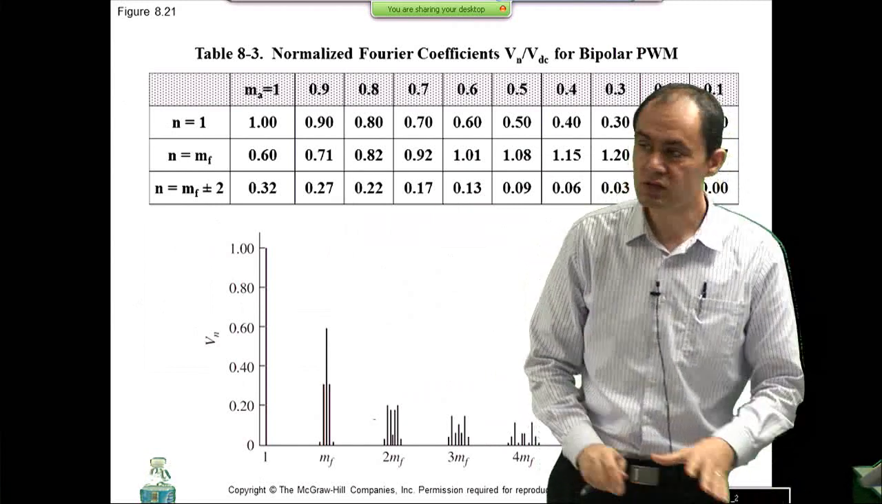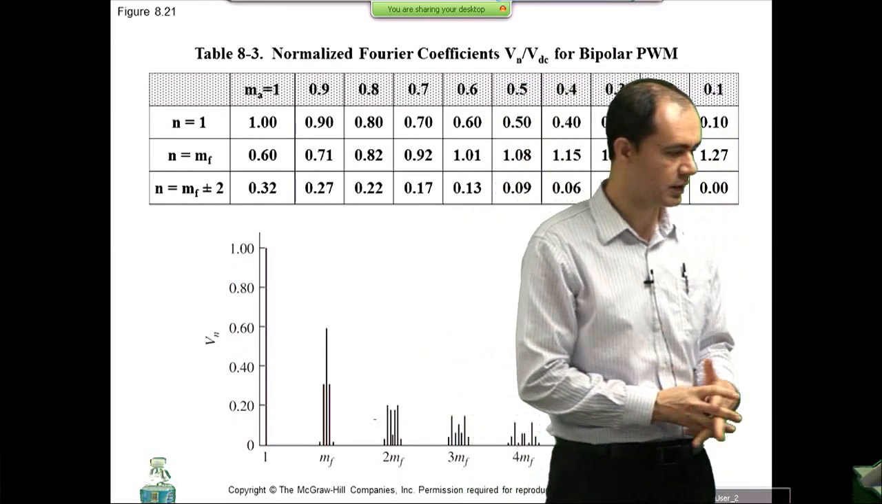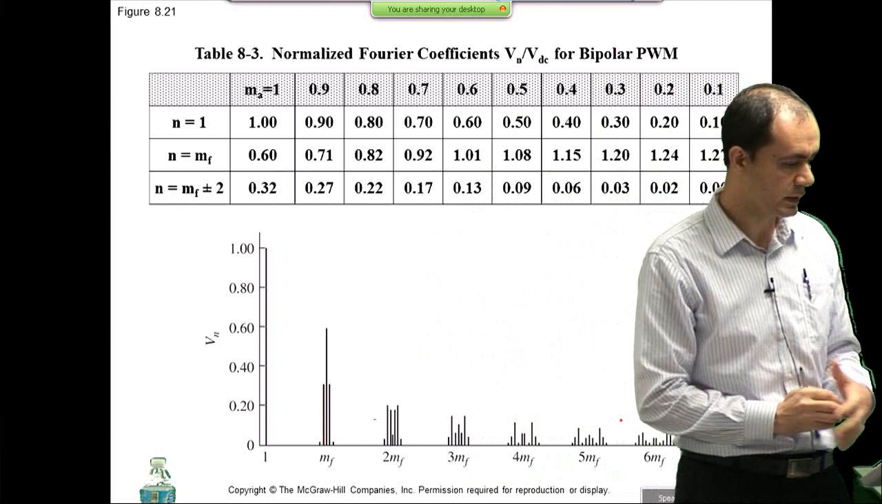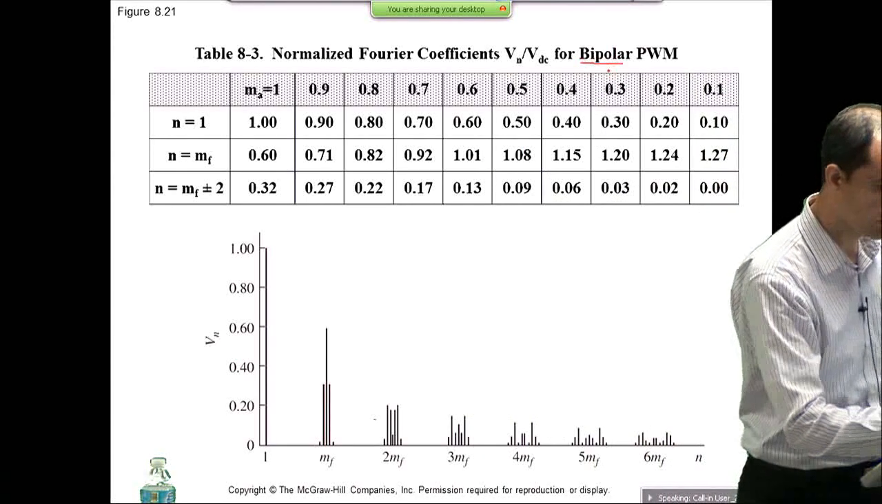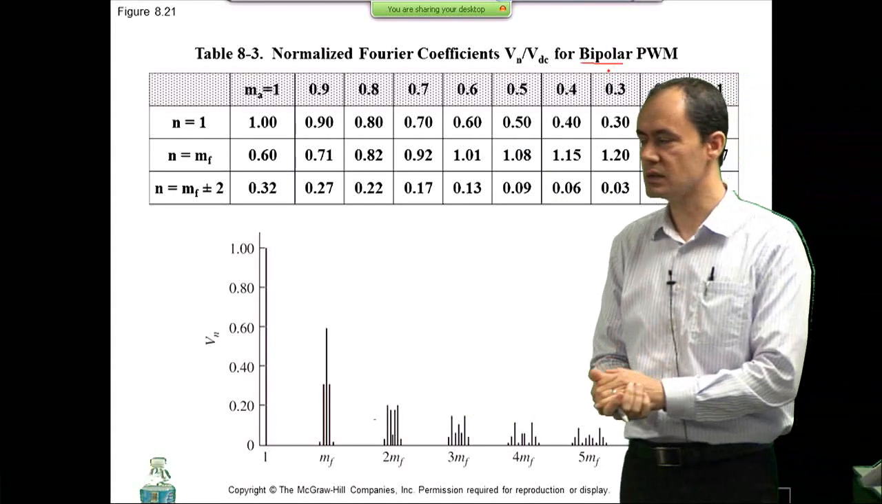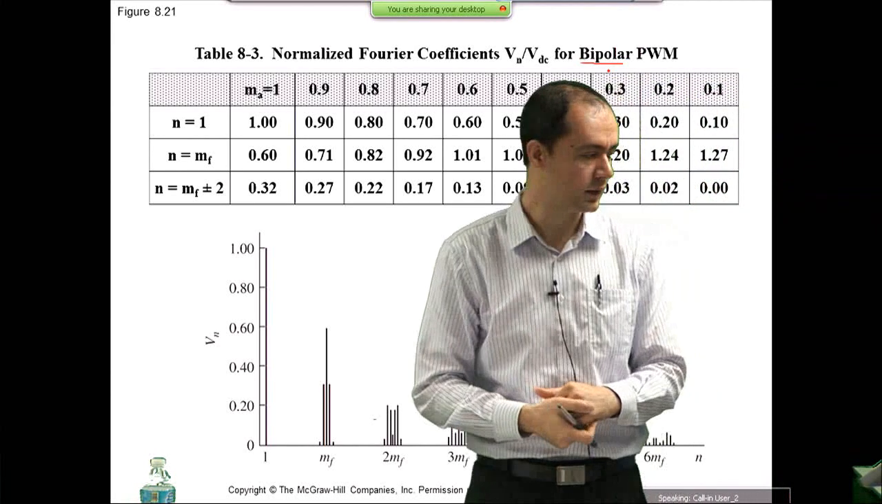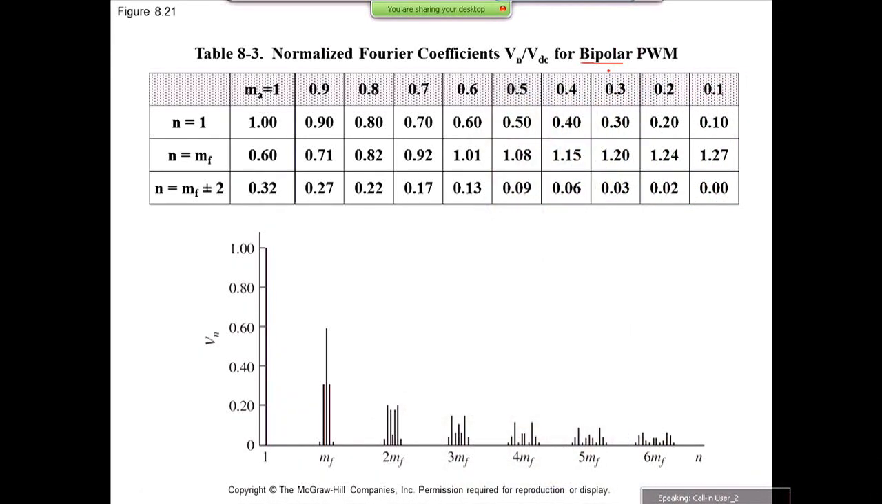Then we looked at the frequency spectrum of these signals. This particular one is the bipolar PWM. And remember, most of the time these numbers are normalized by the DC value of your source. The other thing you have to remember is whether these values give me the amplitude of the signal or the RMS value of the signal. So far, these tables that we have had give you the amplitude of the signal.